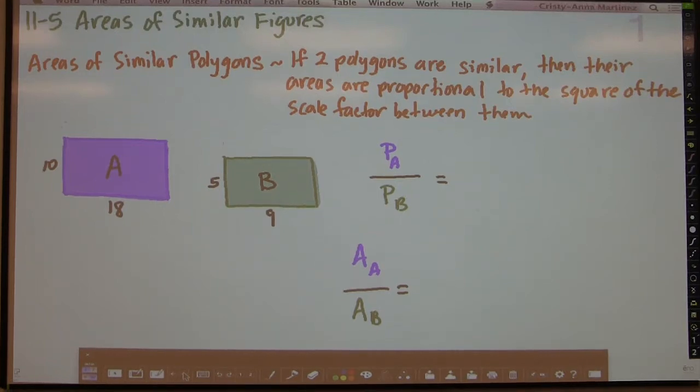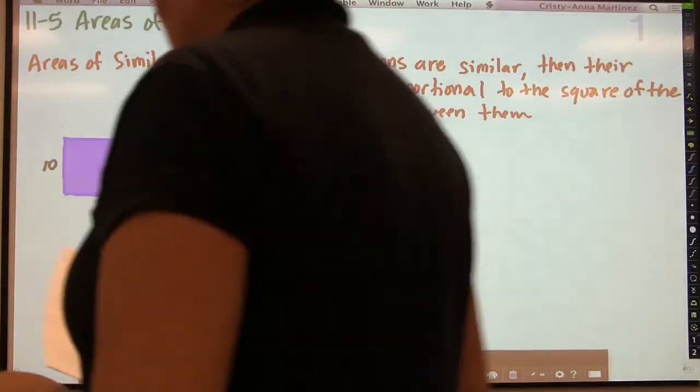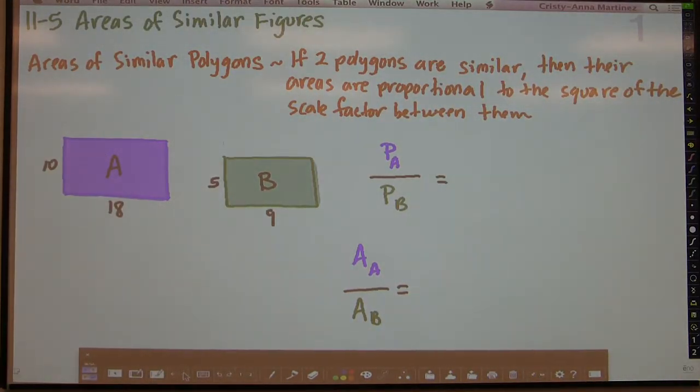Hello there, this is a geometry video. It is chapter 11, section 5, and today we'll be discussing areas of similar figures. You might recall that in chapter 7 we learned how to find the perimeter of similar figures, and that the perimeter of similar figures was proportional to the scale factor of the sides of the figures.